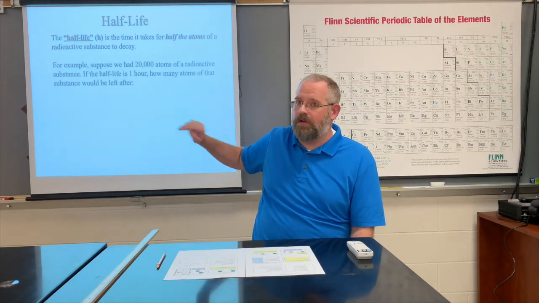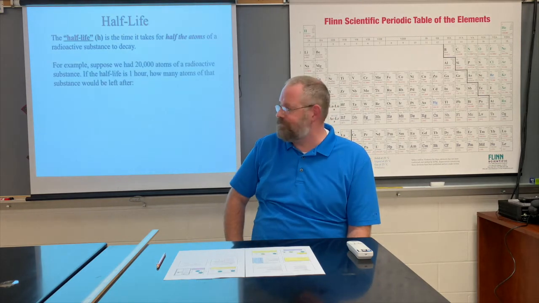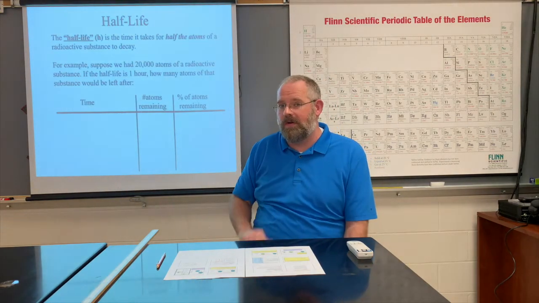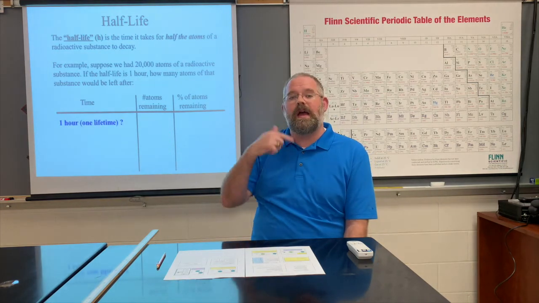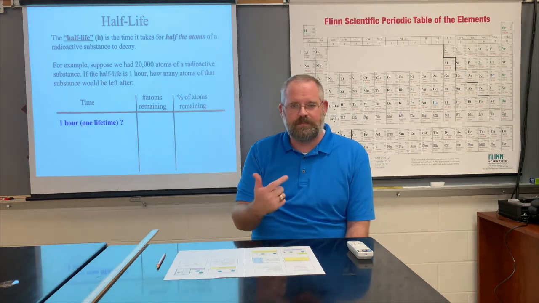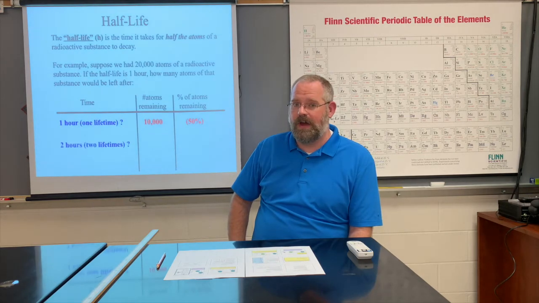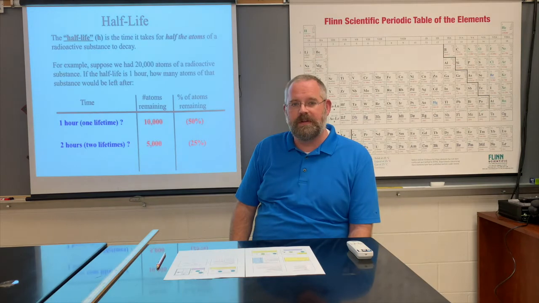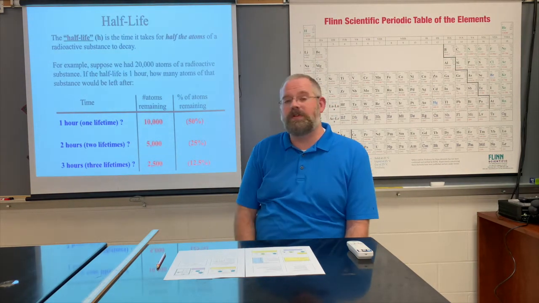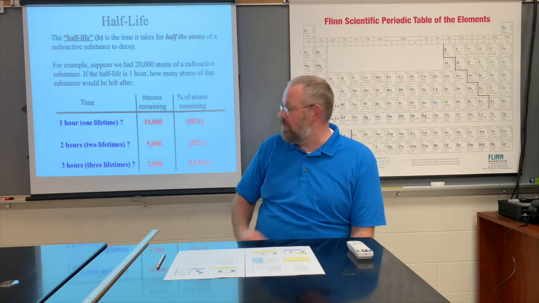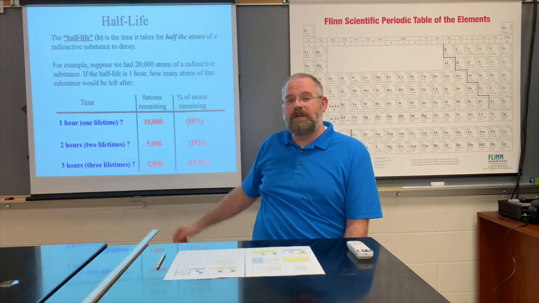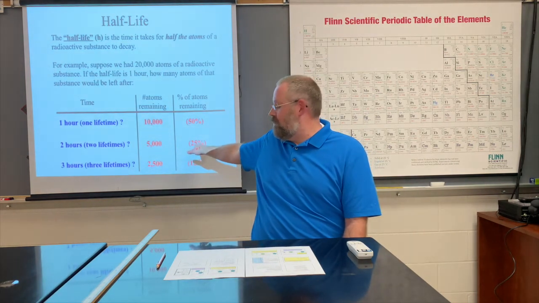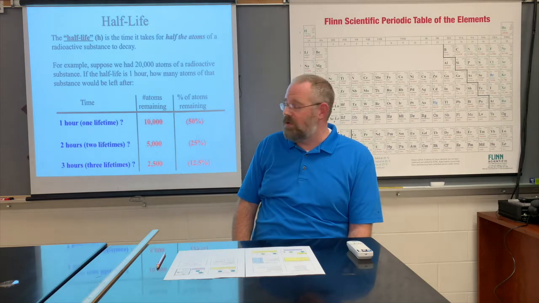So let's look at a smaller example. We've got 20,000 atoms, and its half-life is 1 hour. After 1 hour, how many atoms will be present? 10,000. After 2 hours, how many would be present? Another half would be 5,000. After 3 hours, 3 half-lives, how many would be present? Another half would be 2,500, and so forth. So you can use these as fractions as well. So half would be 50%, a fourth would be 25%, and so on.